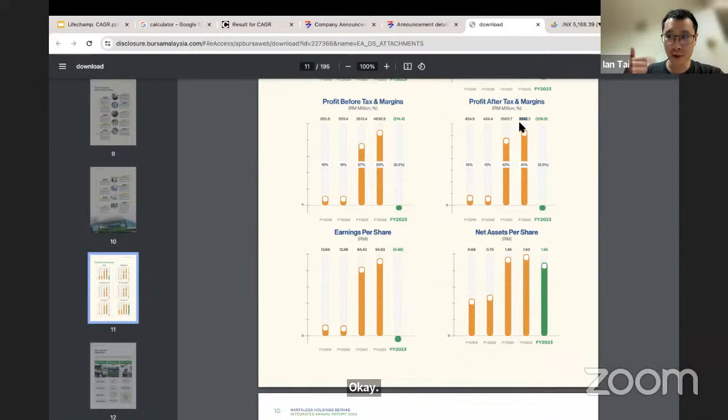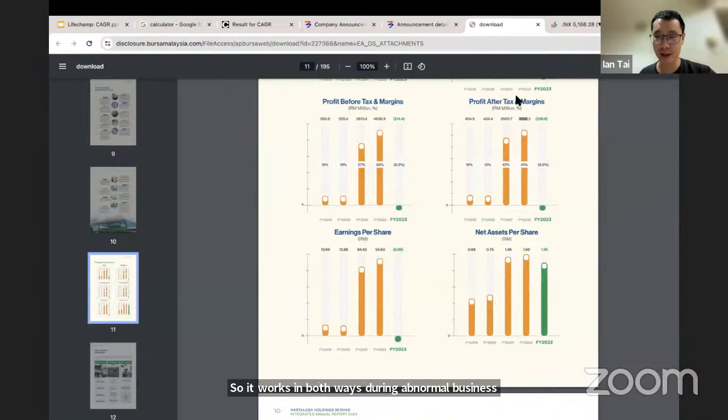So it works in both ways. During abnormal business conditions, forget about that particular year's earnings for the time being. That's my take lah. All right, Shane?